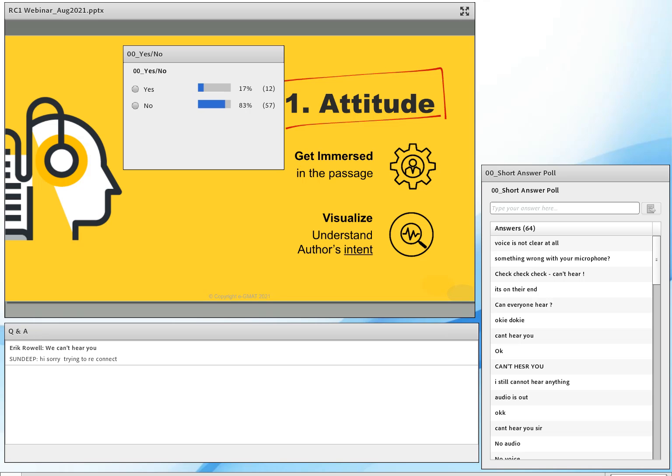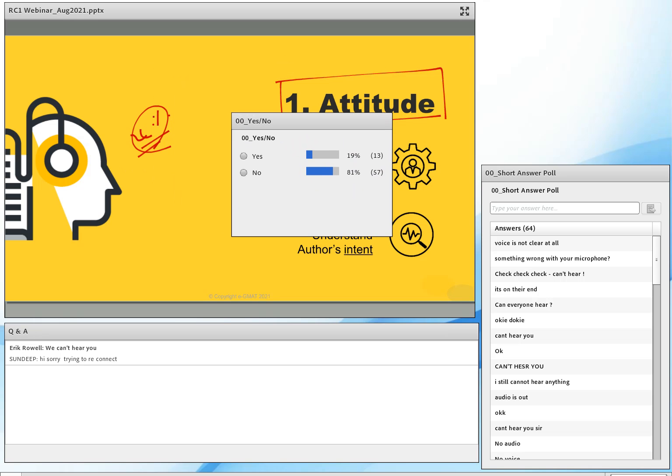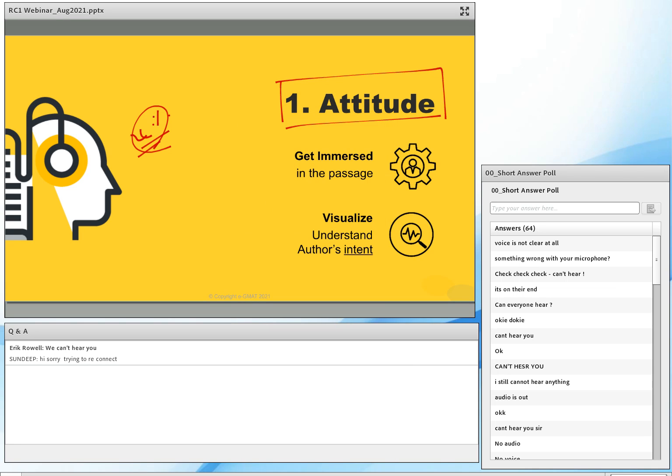Let me just move this poll, and I could just maybe take you through this slide while we wait for Harsha to come back. So Harsha was talking about this attitude, and he said that RC is a lot about mental attitude, because the first point that you see here, get immersed in the passage, this is all about the mental attitude.